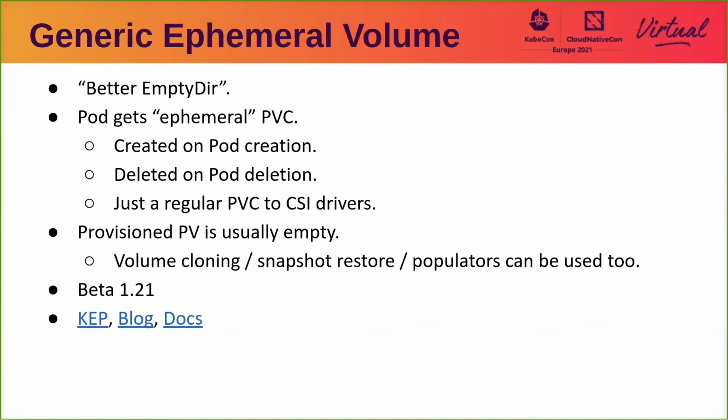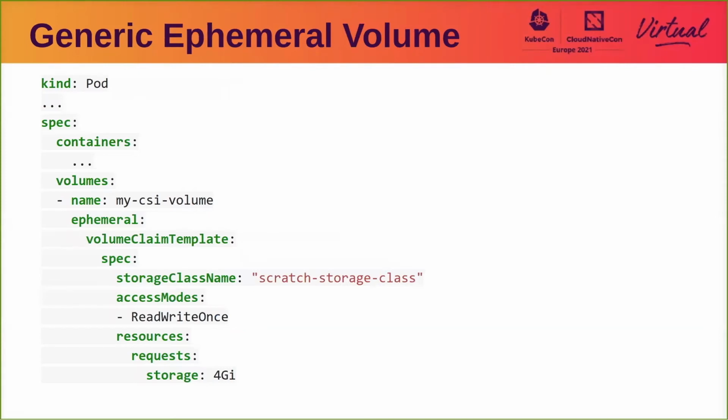User can specify a PVC template in their pod as ephemeral volumes, and the template is instantiated when the pod starts, and it's deleted when the pod dies. But apart from that, it is just a regular PVC for Kubernetes, and especially for the CSI drivers, there is no change. Here is an example of such a pod. You can see a PVC template. The pod wants 4 GB of storage class. And anything that is allowed in PVC is allowed here in this template. For example, the pod could restore a snapshot of a volume or clone a volume or use a volume populator.